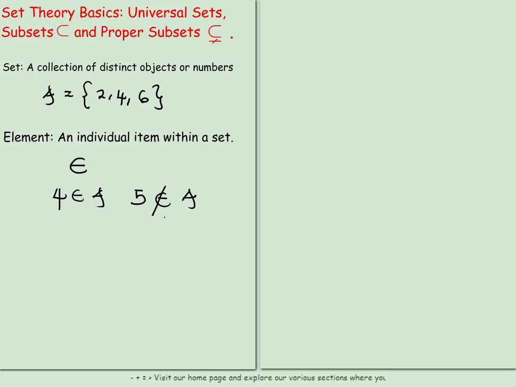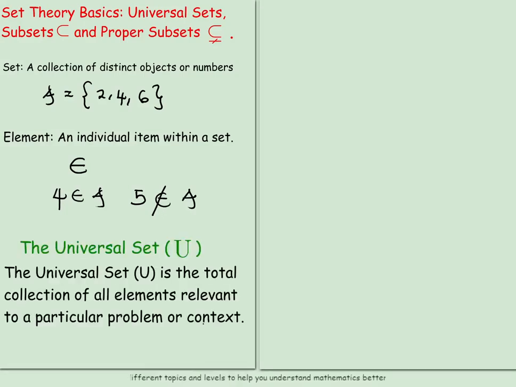With that said, let's look at the universal set. The universal set is the total collection of all the elements relevant to a particular problem or context. If you want to solve a question, the collection of all the sets that we'll ever need is what we call the universal set. It is a container, and it holds all the other sets being discussed.